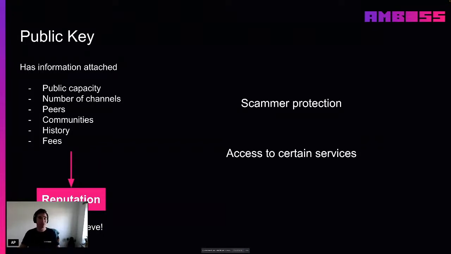So imagine a situation in which to create an account, you have to have some type of reputation on the Lightning Network. It's going to be very hard for scammers to open up hundreds, thousands, millions of accounts, because they would have to spend money, time, and a lot of effort to be able to do this, right? And then another very cool thing is that you can imagine a situation in which you're able to access certain services based on this reputation.